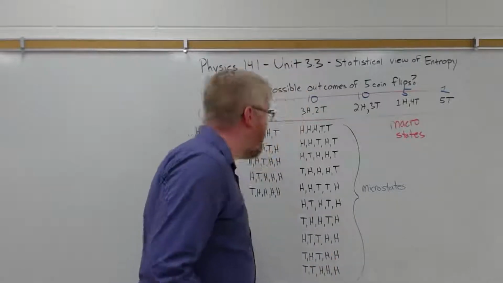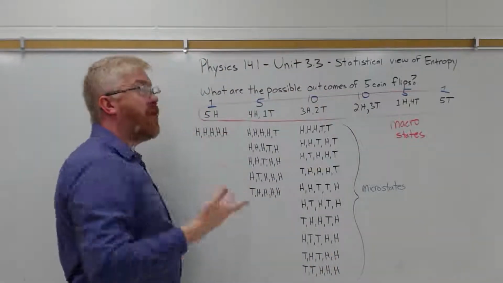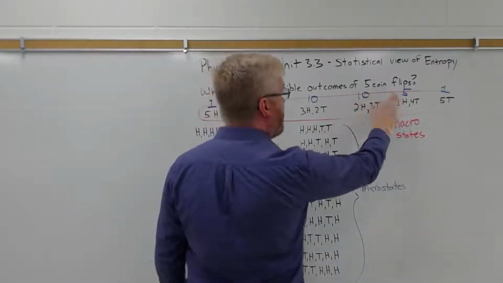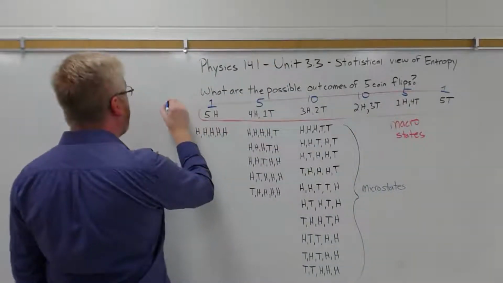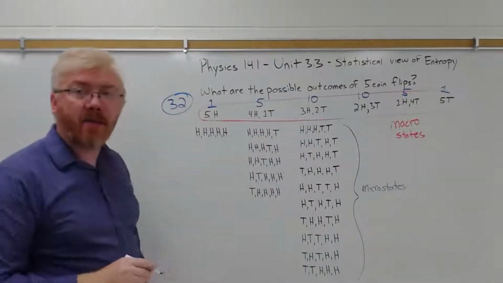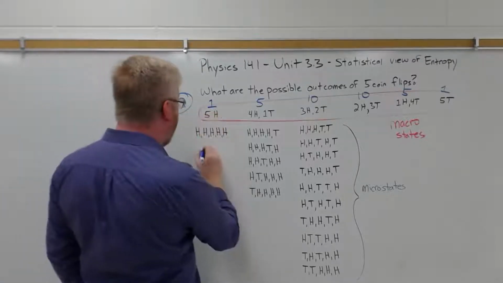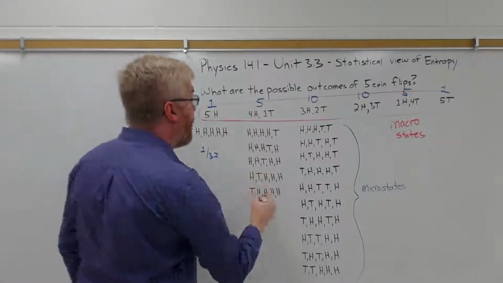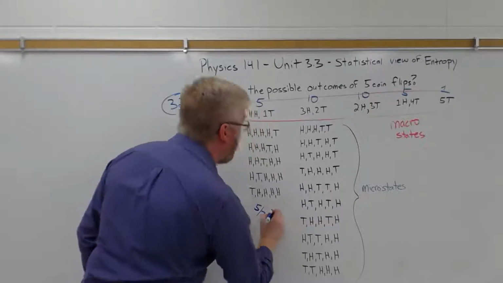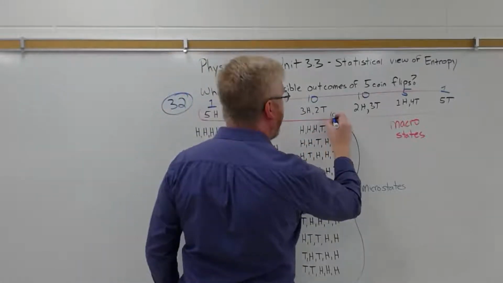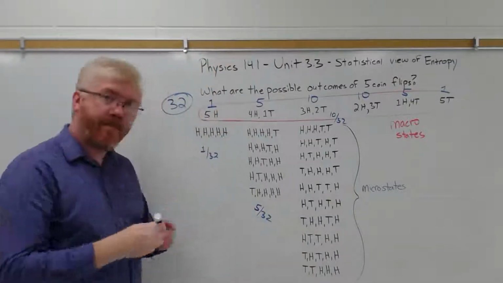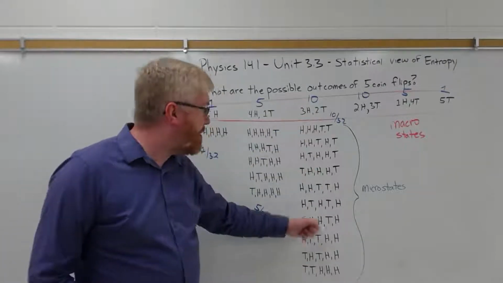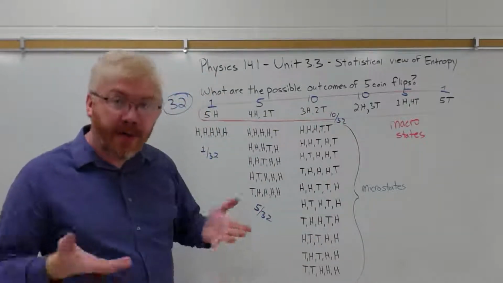right? So what are the total number of outcomes? For the macro states, it looks like there are only 6 outcomes, but in reality, there's 16, 26, right, 31, 32 possible outcomes. So the probability of getting 5 heads is 1 in 32. The probability of getting 4 heads and a tail is 5 in 32. The probability of getting 3 heads and 2 tails is 10 in 32, and so on. So you are far more likely to get a disordered system when you roll than an ordered system.